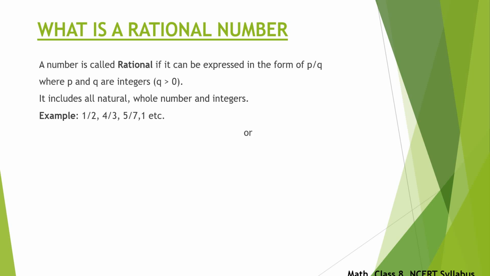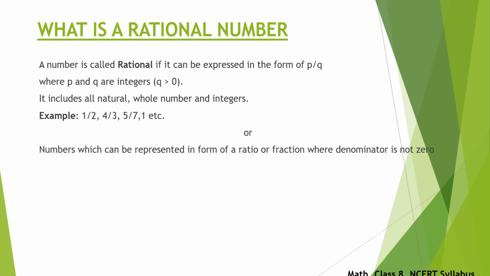Now if we look at one more example, which is 1, it is also a rational number because it can be expressed as 1 by 1. Or we can say that numbers which can be represented in form of a ratio or a fraction where denominator is not 0. This is the simple definition for rational numbers. Example 0.4, 3, etc. Now here we can see that we have taken a decimal number 0.4. Now what about 0.4? If I change it to a fraction, I can write it as 4 by 10, which can be simplified further as 2 by 5. So it is also in the form of p by q, where q is greater than 0. So it is a rational number.